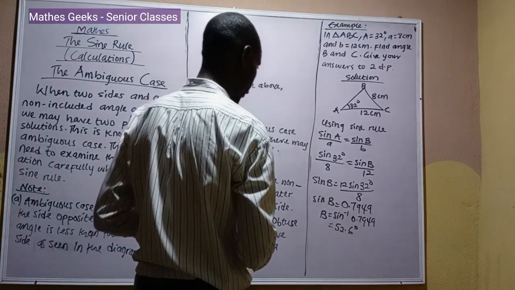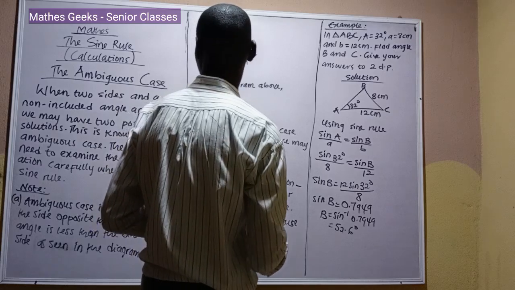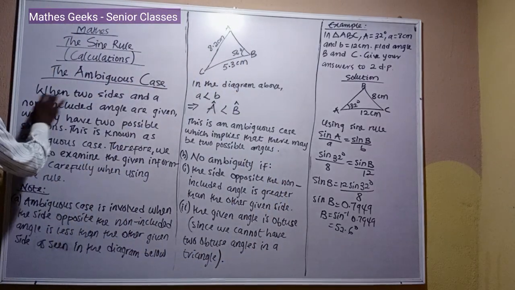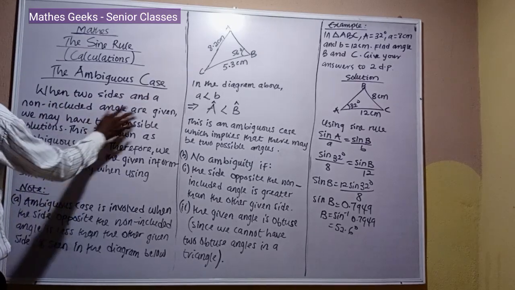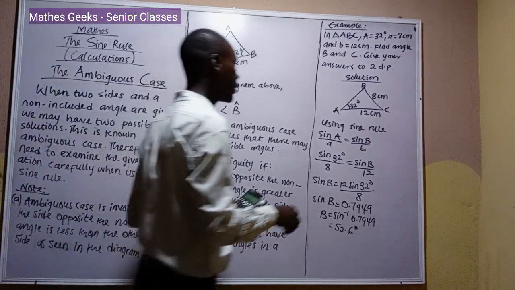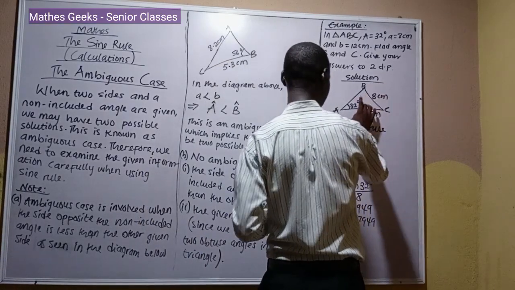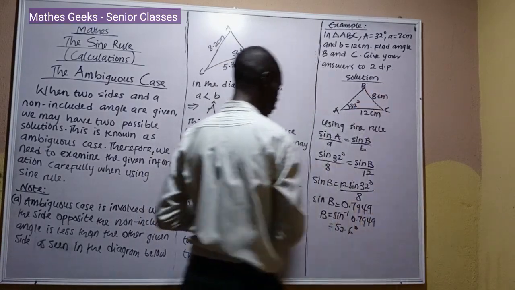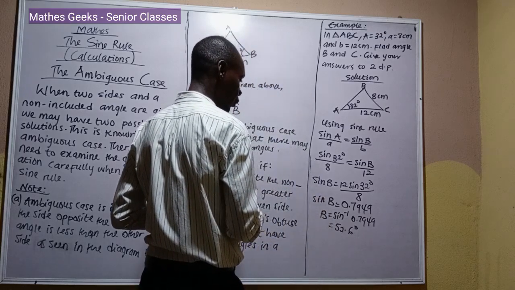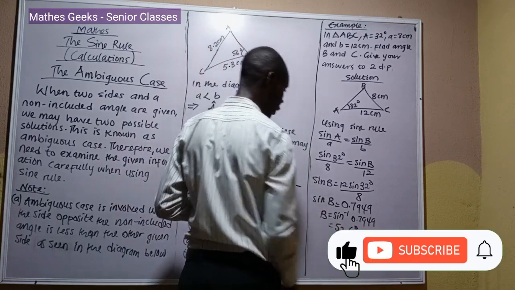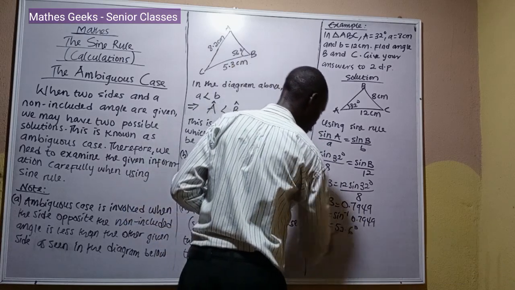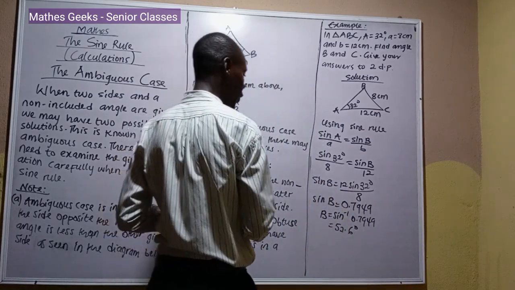That's the answer. So from what is stated here for the ambiguous case, when two sides and a non-included angle are given, we may have two possible solutions. So since this is a case of two sides and a non-included angle, let's see. B is equal to 52.6 degrees, and this is an acute angle. So this means that B is in the first quadrant. So there's a possibility that B is also in the second quadrant.